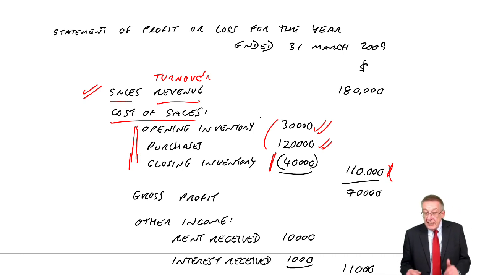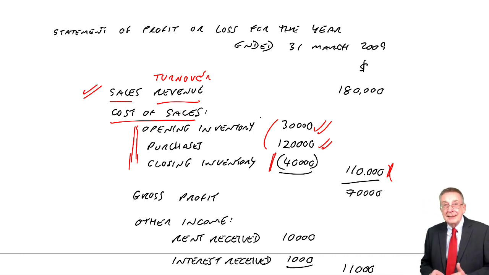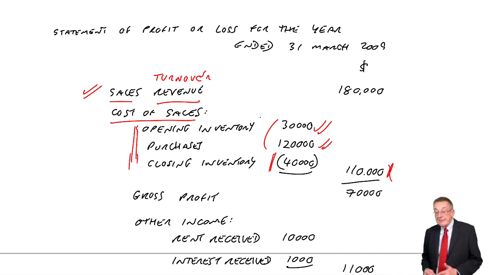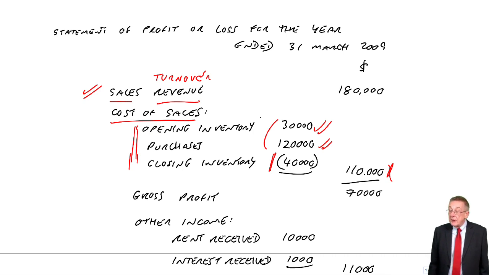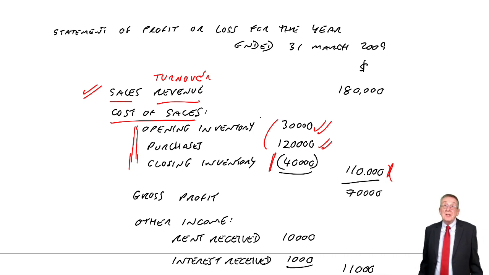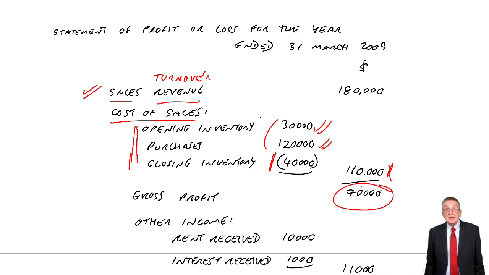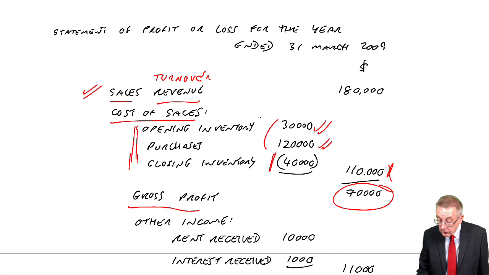So the opening inventory is what you had at the start of the year. Add on what you buy during the year. So the total, 150, is what you're hoping to sell. But take out any that are still left at the end of the year, the closing inventory, because they weren't sold. Only the remainder, 110, were sold. So 110 is the cost of what we sold. That leaves us a profit so far of 70, and we call that the gross profit.